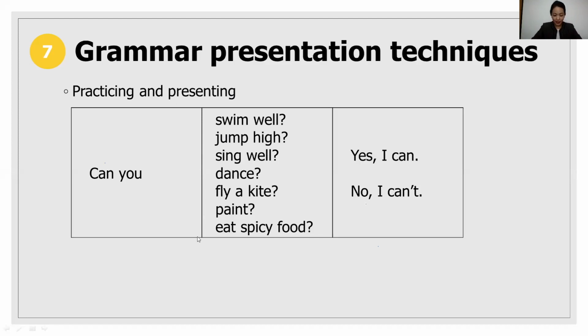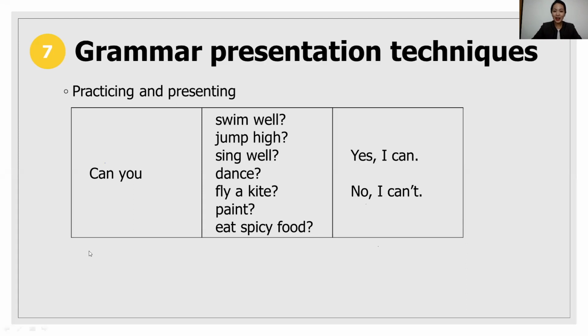And then the teacher gives some examples to individual learners. So you can ask one of your students, calling her or his name, and then, can you swim well? Or can you jump high? Yes, so your students will answer, yes, I can. No, I can't, like this.